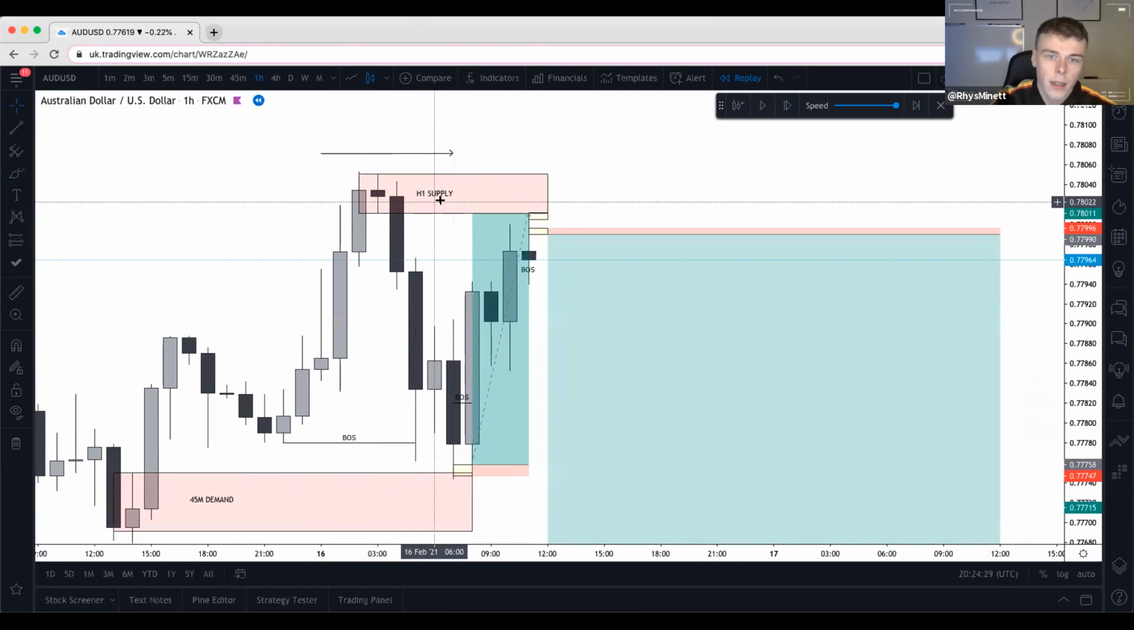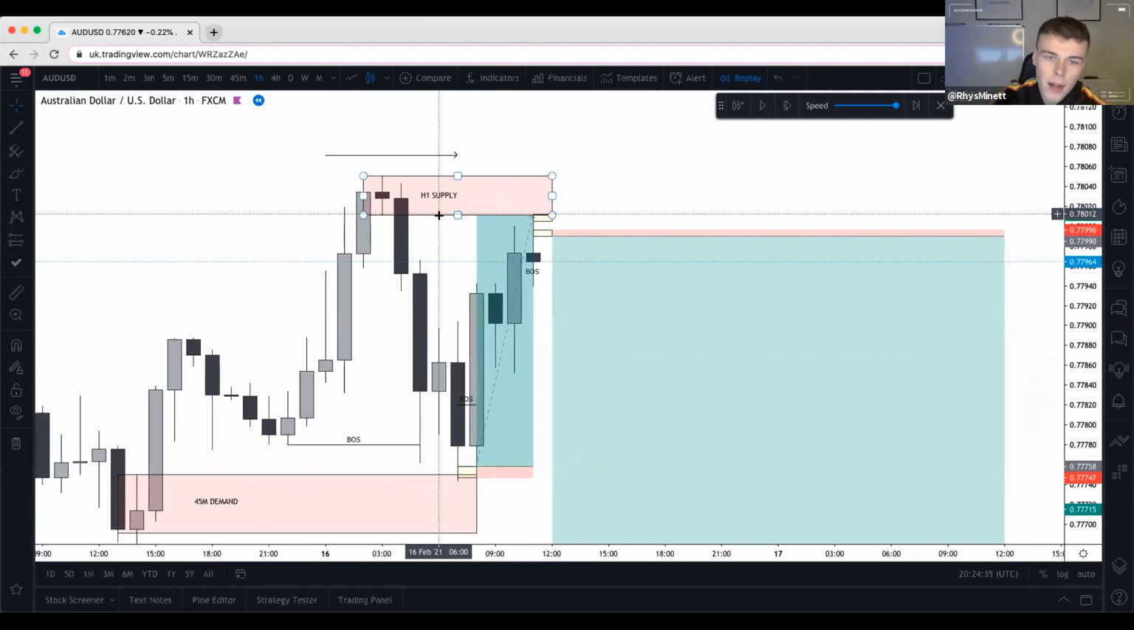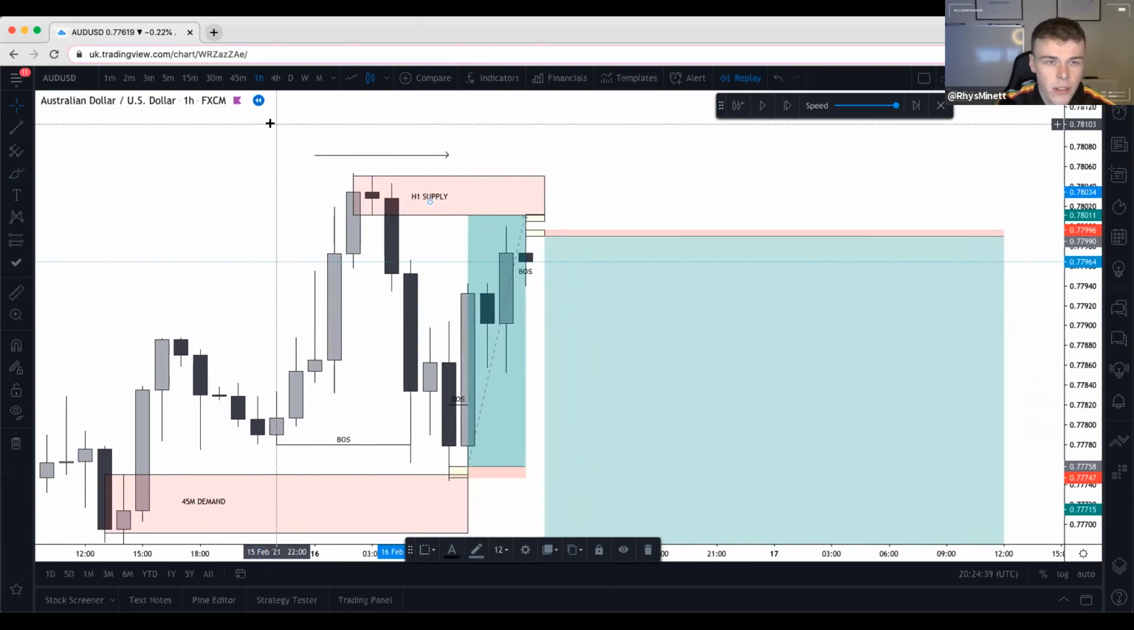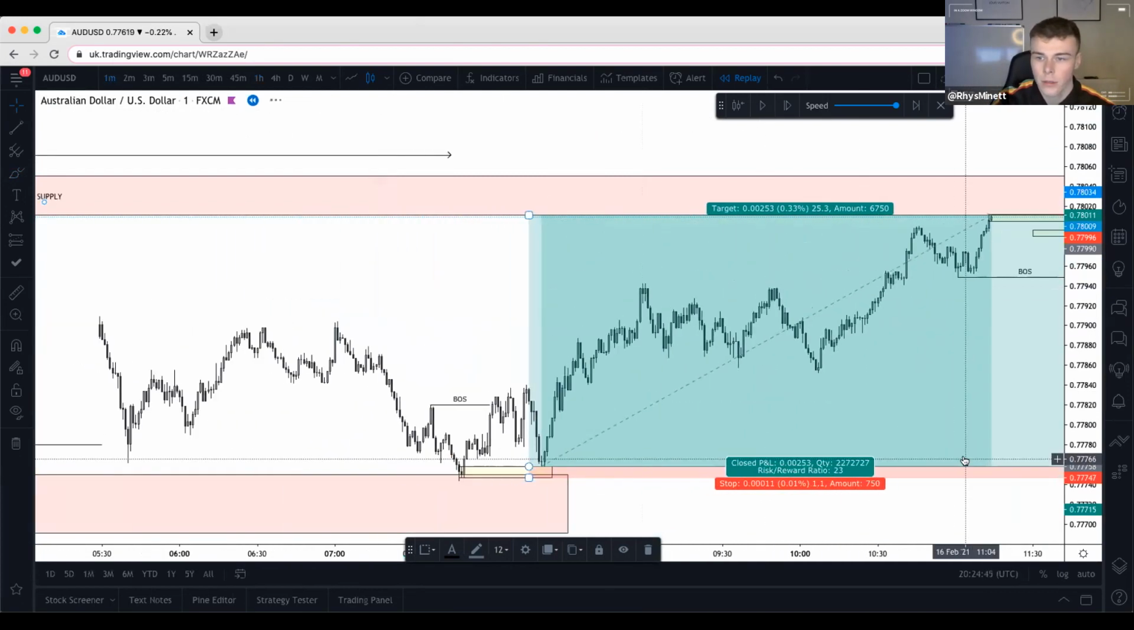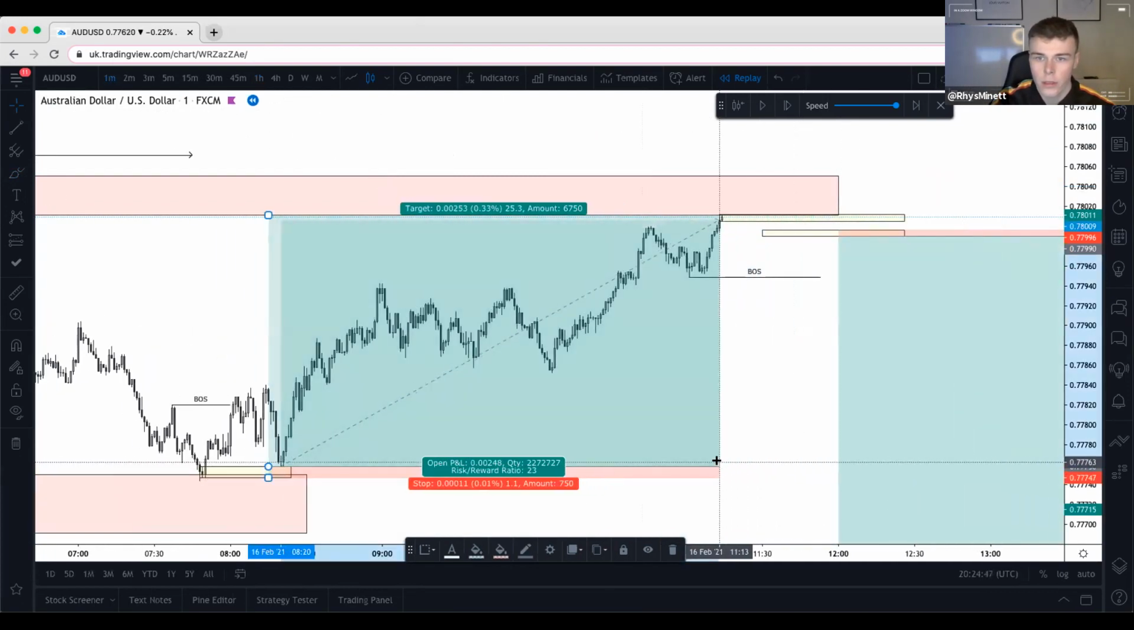We've marked up our 1 hour point of interest now. Can't get my words out. Once price comes into here, we do the exact same thing again. Drop down the time frames, look for our entry. Okay, cool. Let me just move this over.